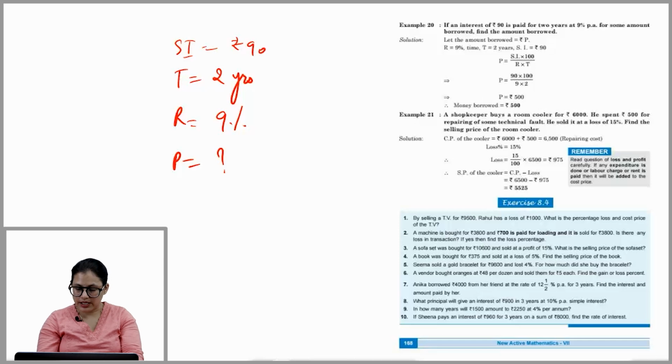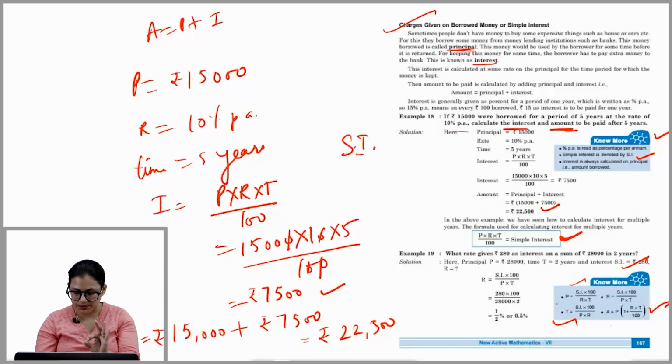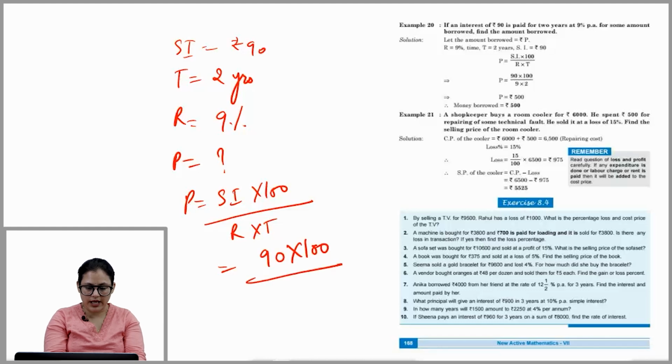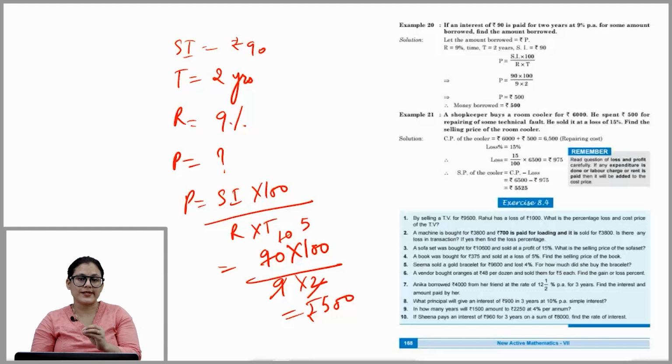Okay, so here you will find out the principal. Okay, so let's check out the formula if you have to find out the principal. So this is the formula. P is equals to SI into 100, that is simple interest into 100 upon R into T. Simple interest is 90 into 100, rate is 9 and time is 2. 9 tens are 90, 2 5s are 10. So 500 is the answer, means rupees 500 was borrowed.